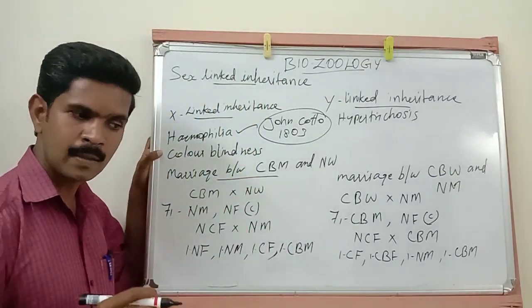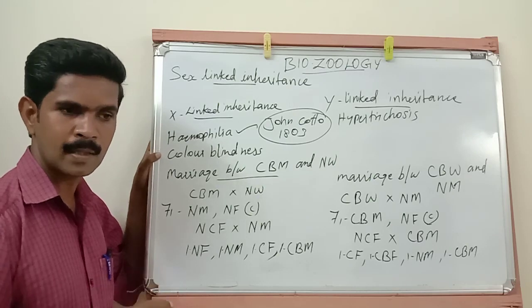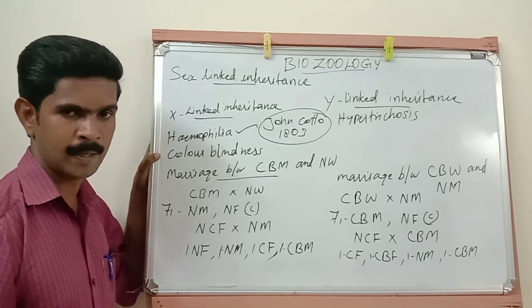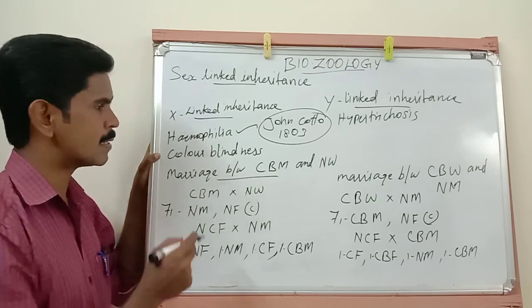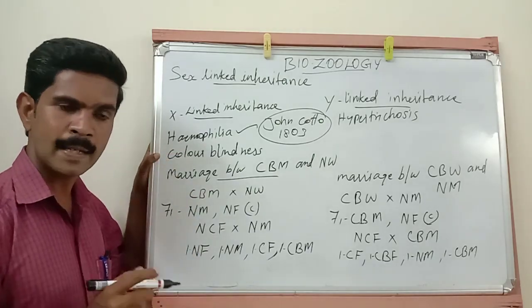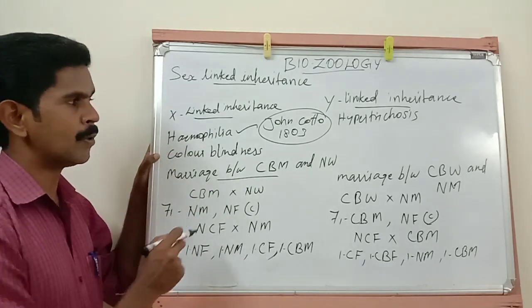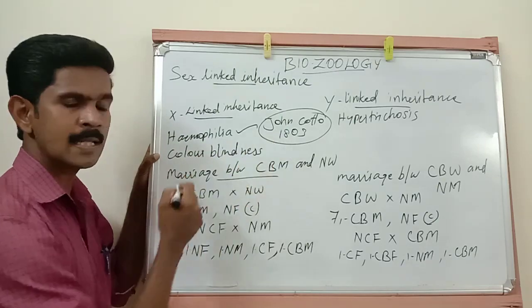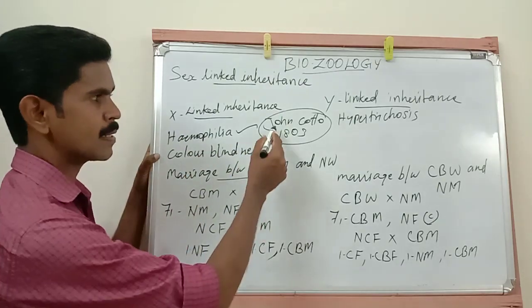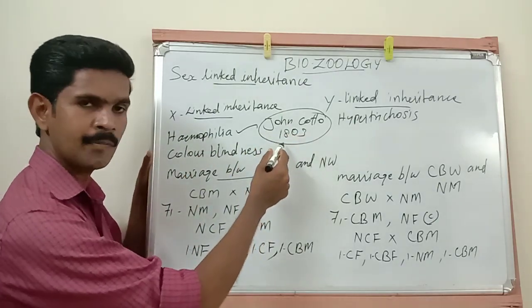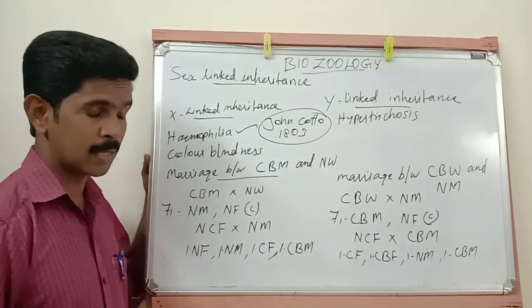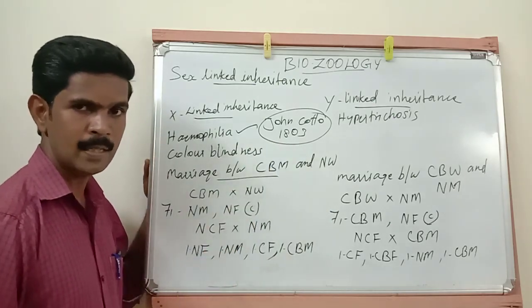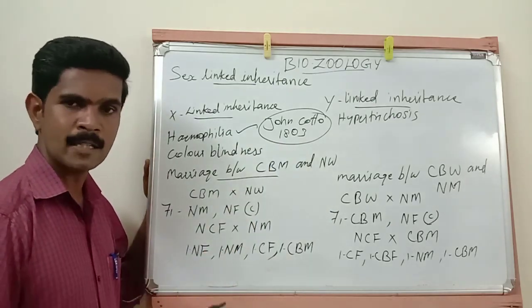See, hemophilia disorder mostly affects males more than females. And the second point, this disease is otherwise called bleeder disease. And the third point I said about this disease is, this disease was first identified by a person named John Cato, and he identified this disorder in the year 1803. Okay, then the next point.